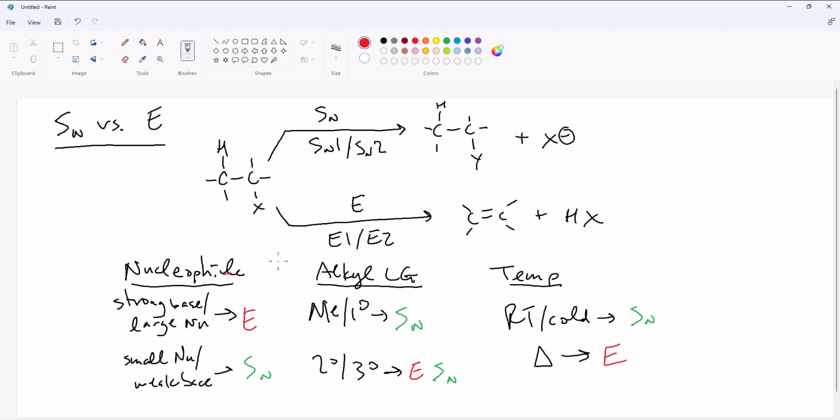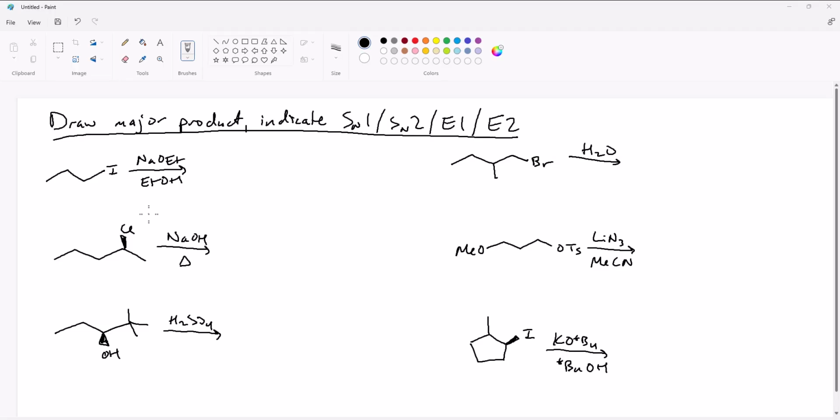So now we're going to go over a couple examples, and we're going to predict the product and what pathway it's going to follow. So what we have here is a couple of examples of reactions that could be classified as either nucleophilic substitution reactions or elimination reactions. So what I want you to do for each of these is draw the major product and indicate whether it follows an SN1, SN2, E1, or E2 reaction mechanism. So if you want to pause, work through those problems, and then start the video again, and then we'll go over what the answers to these problems are.